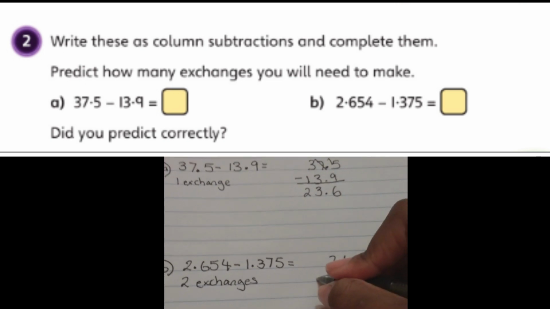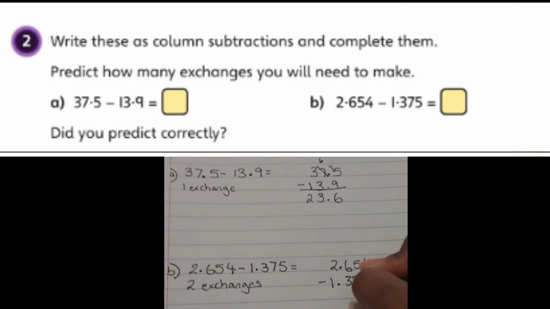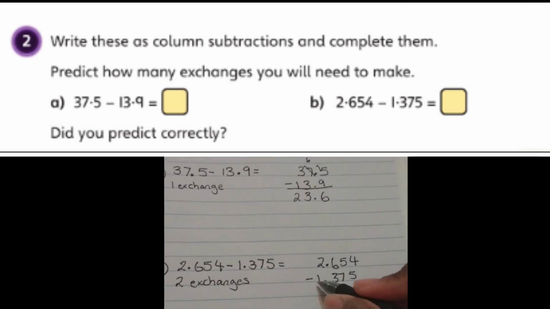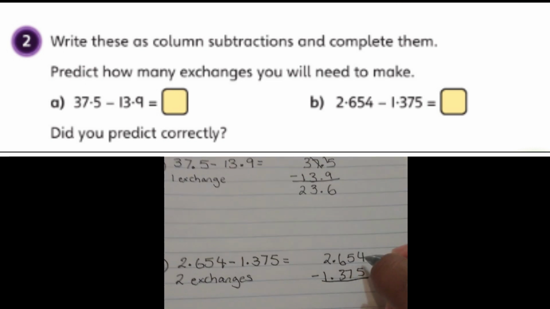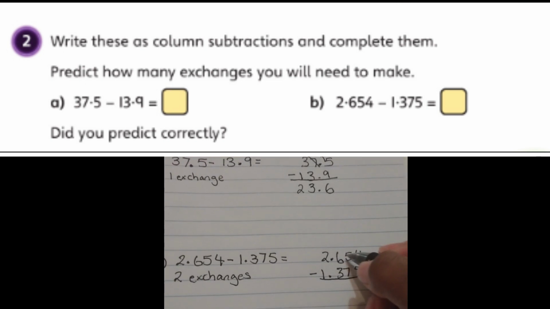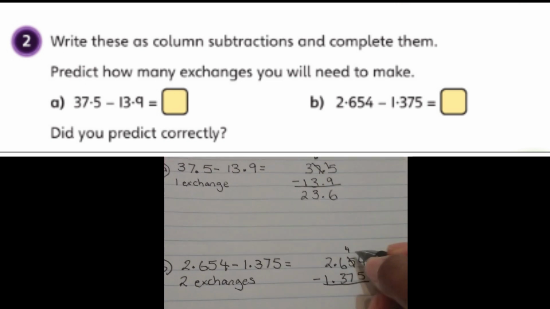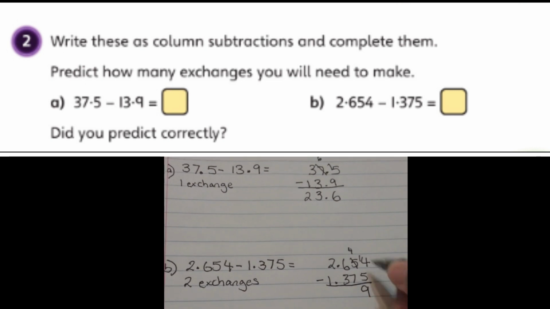2.654 take away 1.375. Again, mine is crooked because I'm looking through a camera. I expect your book to look much nicer. 4 take away 5, can't do it. I steal, this becomes a 4, this becomes 14. 14 take away 5 leaves 9.